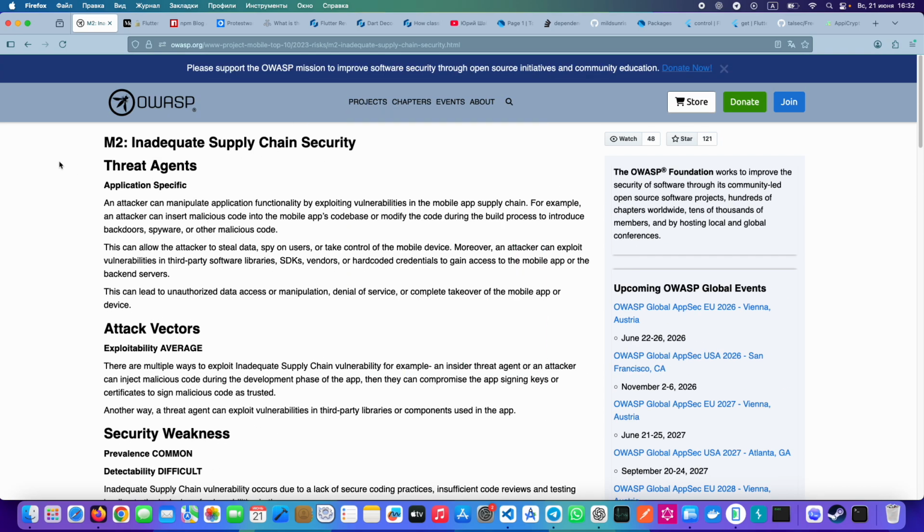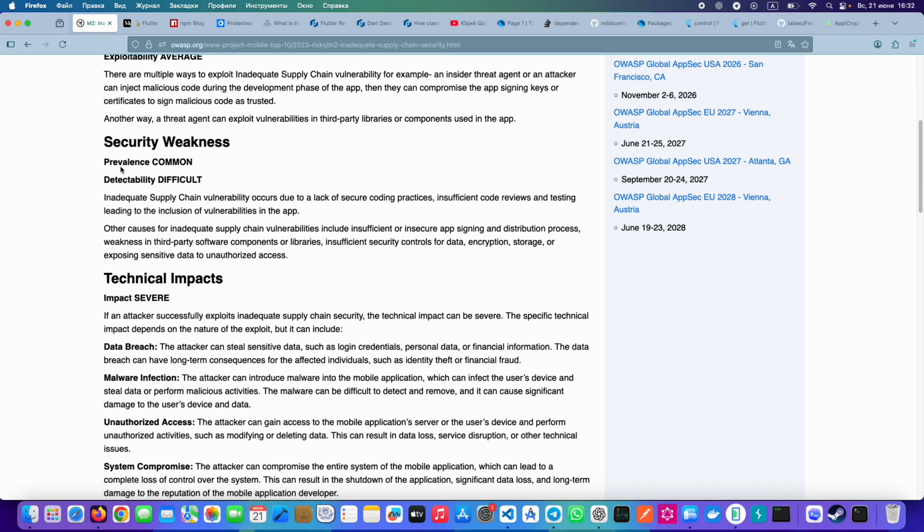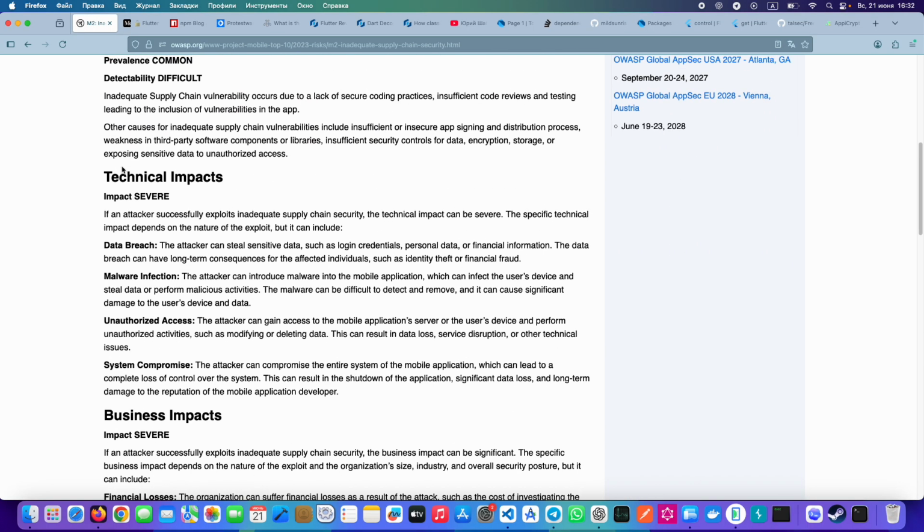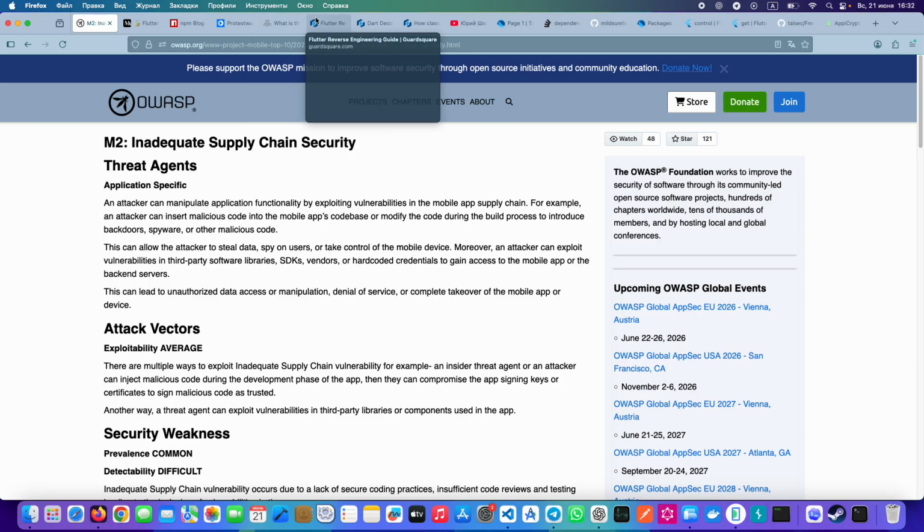inadequate supply chain security, the second risk from OWASP top 10 risks for mobile applications. So that's it. Read everything here. I will put all these necessary topics down below in the description, so you could find other additional help links. I will mention everything there, so you could check it out and see what's going on out there in the programming world.